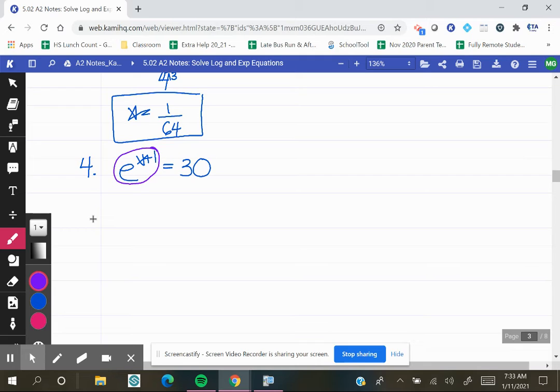But instead of taking the logs here, because it's an e, I'm going to use ln. So here's your rule of when to use ln. When you see an e, use ln.